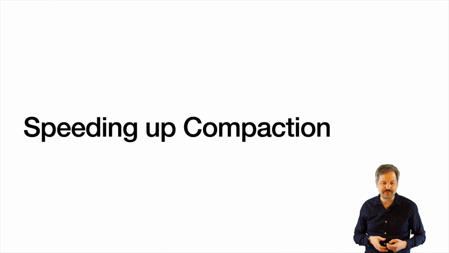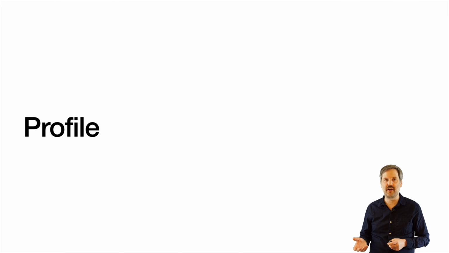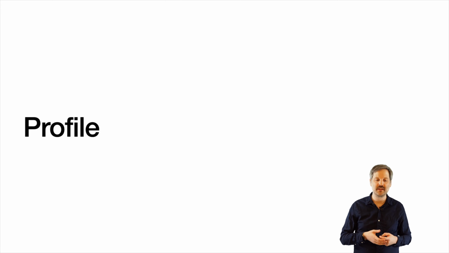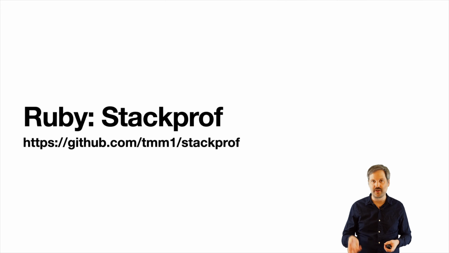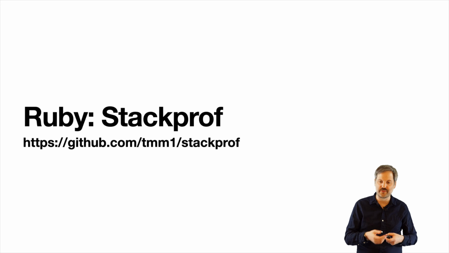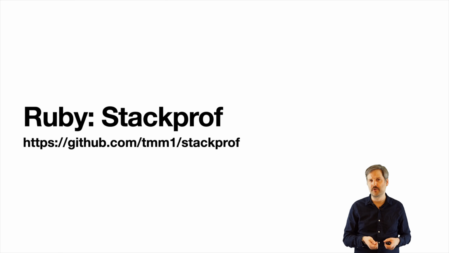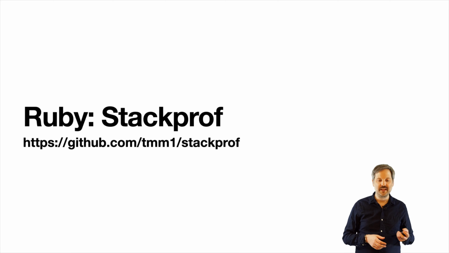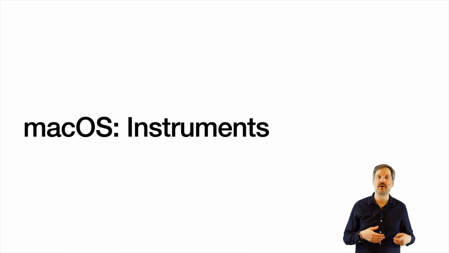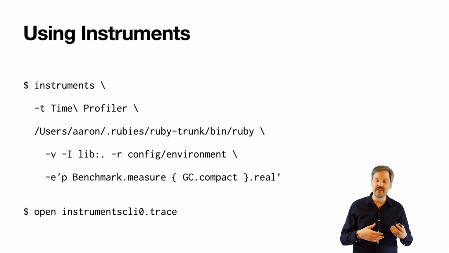What is too slow? Of course, in order to find what's too slow, we have to profile the code. Typically when I'm profiling Ruby code, I like to use a tool called StackProf, but this is for profiling Ruby code and we need to profile C code. In my case, I'm using macOS, so I like to use Instruments. I'm going to give you an example of how to use Instruments with Ruby. This is the command I used, and I've broken it down into several lines so that it's easy to explain. First, we just have the instruments command.